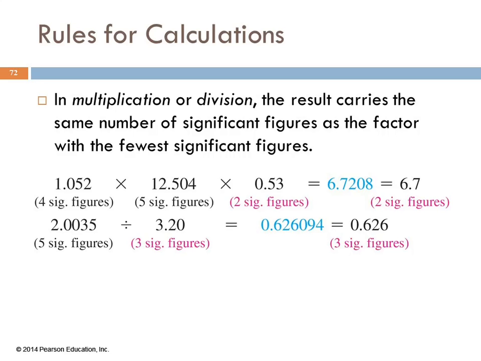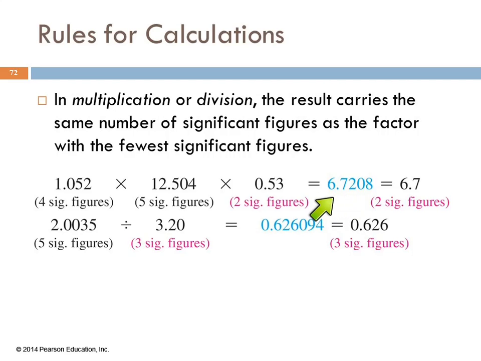So if you're multiplying or dividing, your answer, the result, will have the same number of significant figures as the factor, the things that you started with, that has the fewest. So here we've got 1.052 times 12.504 times 0.53. And the calculator is going to give you a number like this with some extra digits.